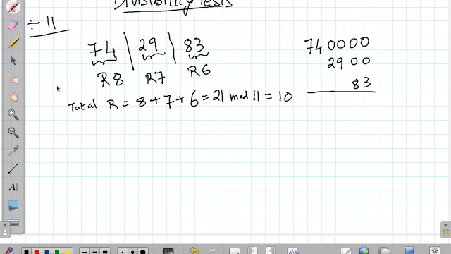Yeah, so this is the method we had seen, the student's method. If this is a given number, she would break it up into groups of two, take the remainder for each two-digit group, add up the remainders, and if the answer that came was 0 or a multiple of 11, then the number is divisible by 11. Otherwise, it gives the remainder with 11.